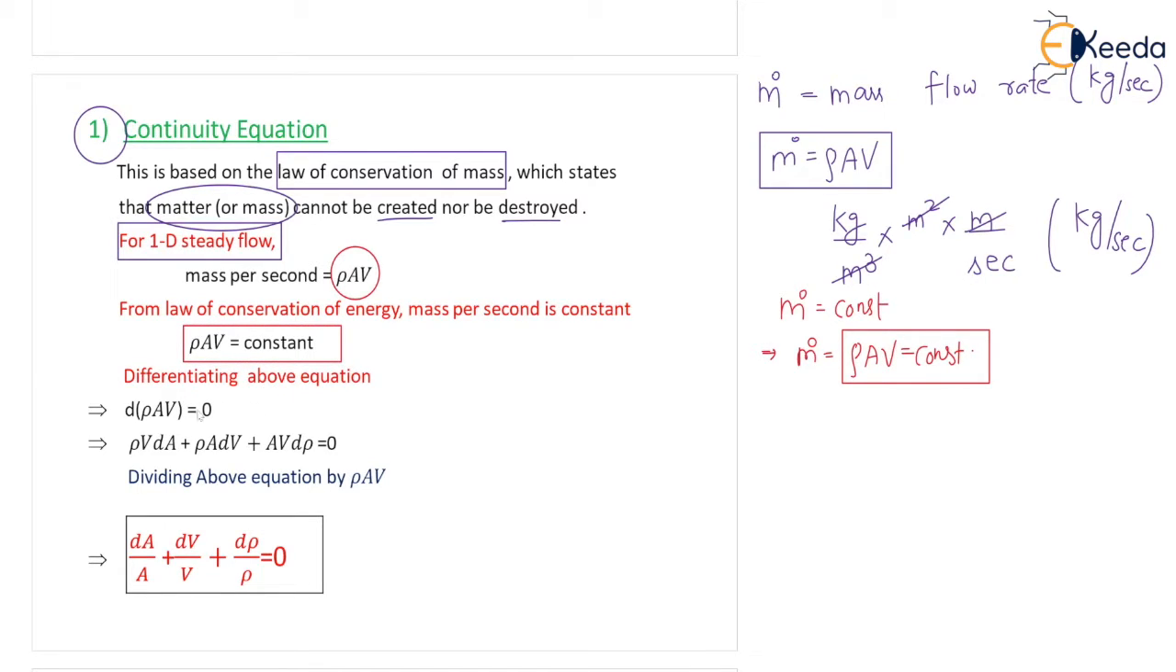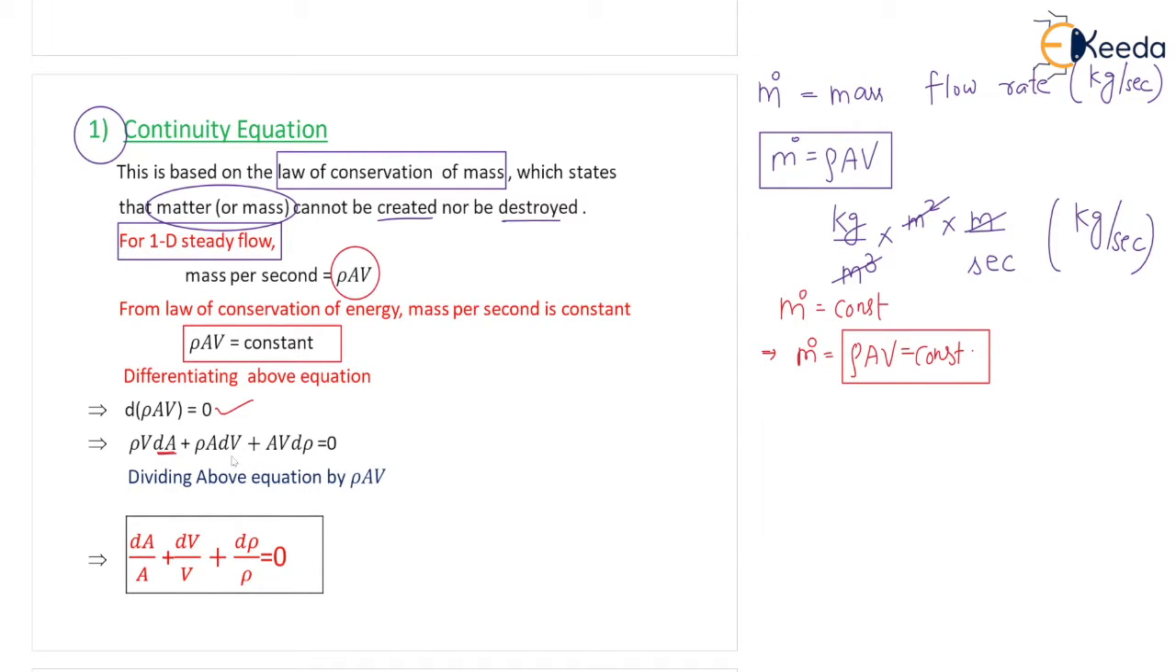Differentiating the above equation, d of rho A V equal to 0. After differentiation, we put d here: d(rho A V). For the constant, we get 0 on the right hand side. Correct? So now differentiating one by one, taking all three terms as variable. First, your rho V is constant, rho into V is constant. We will be having dA.